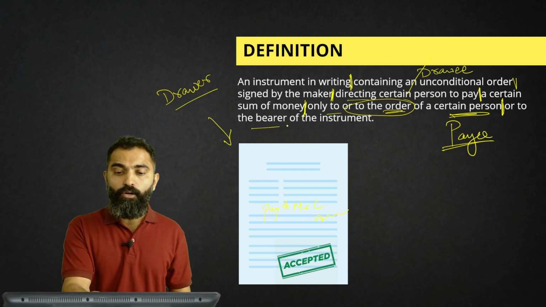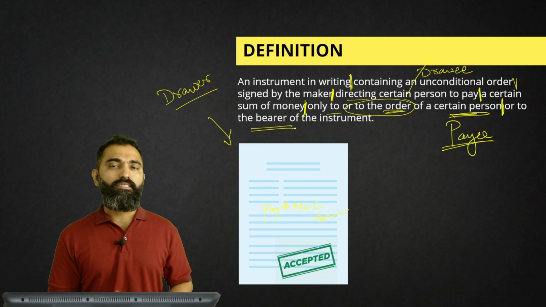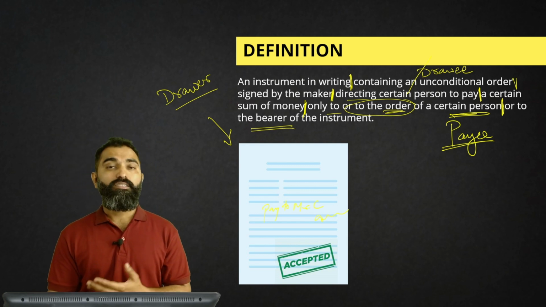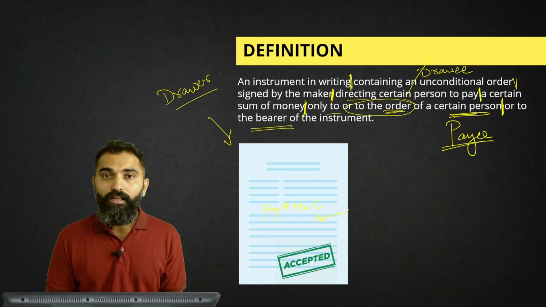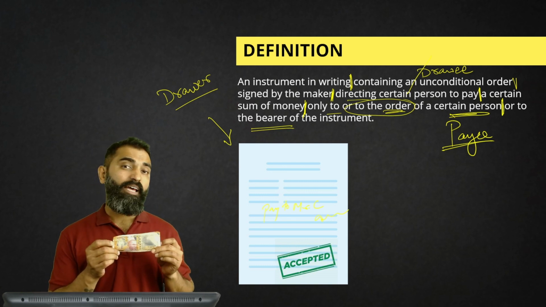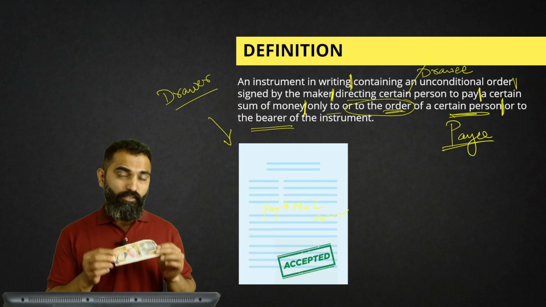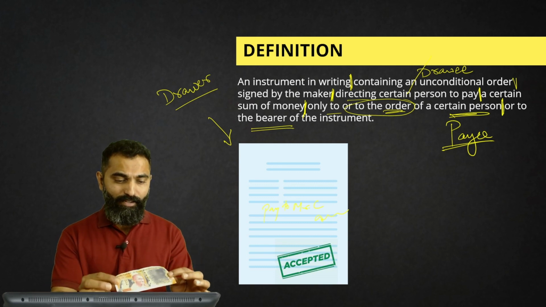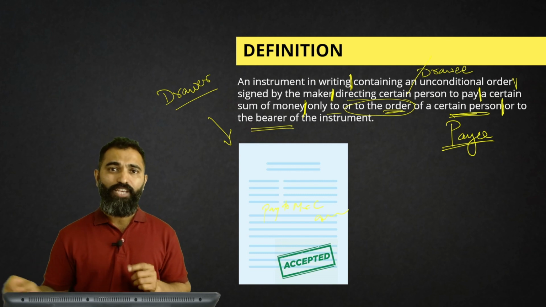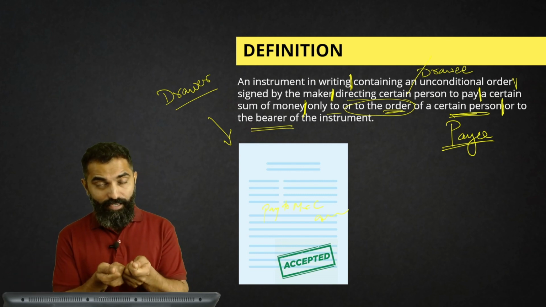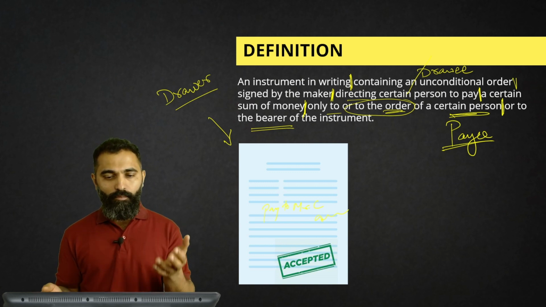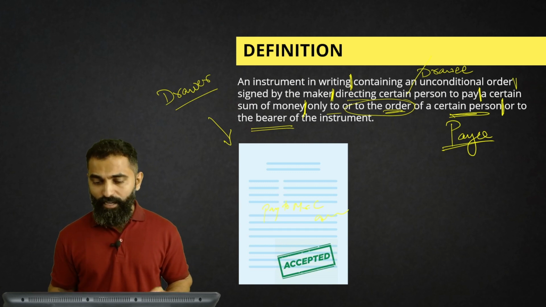And last part, or to the bearer. Just like you have a bearer cheque, just like you have a bearer promissory note, same way you can have a bearer bill. Everybody remembers what is a bearer cheque? Just like this is a bearer promissory note, which can be transferred by mere delivery. It can be just handed over. Same way, your cheque which can be transferred by mere delivery is called a bearer cheque. Same thing about bearer bill. So that's it about the definition.